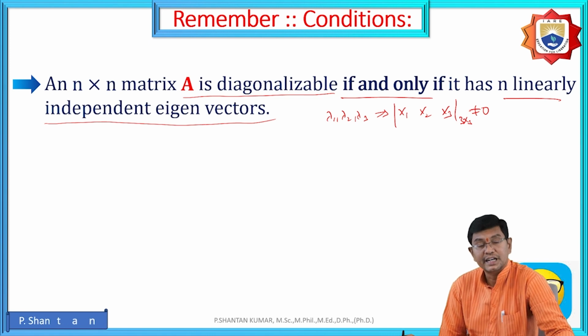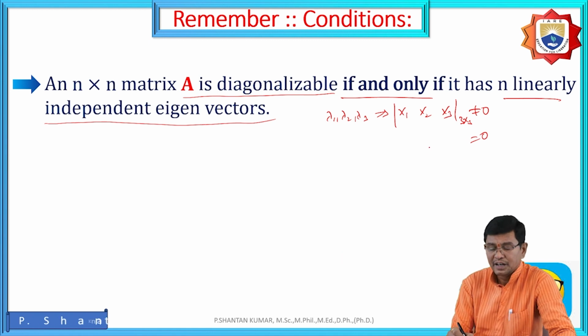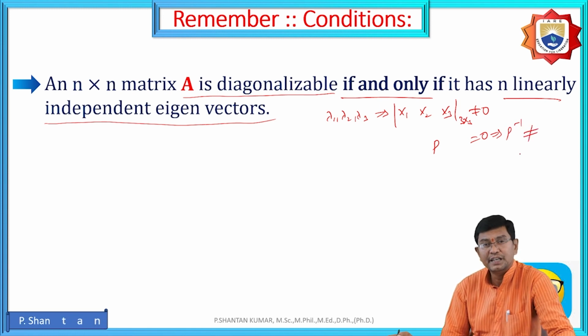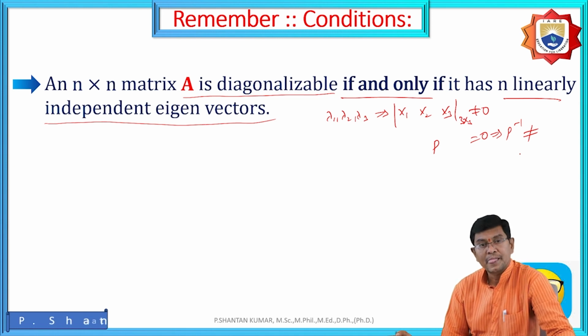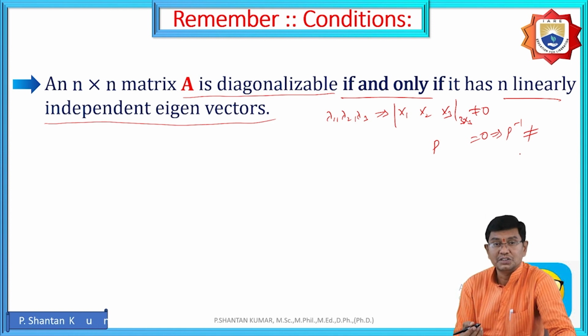That means the determinant should not be equal to 0. For example, if it is equal to 0, the meaning is that the determinant of P is equal to 0, and at the time of P equal to 0, P inverse does not exist. If the determinant of P is not equal to 0, then only P inverse exists and we can proceed with the problem. Therefore diagonalization exists. Due to that reason, whenever there are n linearly independent eigenvectors, then only the matrix is diagonalizable. Otherwise, it is not diagonalizable.